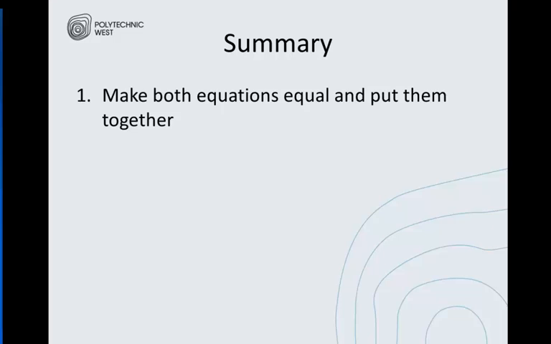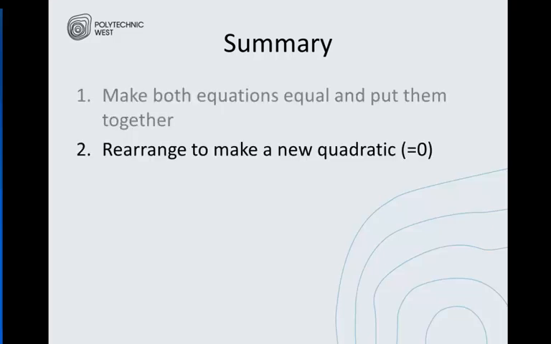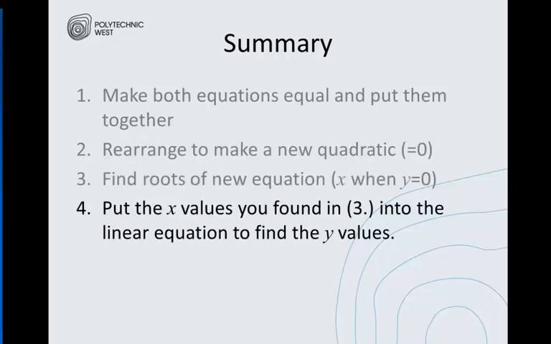So in summary, you make both equations equal and put them together. Then you rearrange them to make a new quadratic equal to 0. You find the roots of the new quadratic, that's when y equals 0. So you find the x values, then you put the x values into the linear equation to find the corresponding y values.